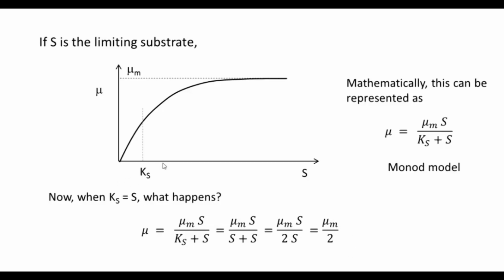Therefore, when S equals Ks, when the substrate concentration is equal to Ks, then your mu happens to be mu m by 2, or half the maximal specific growth rate. So, Ks is the substrate concentration at which you get half the maximal growth rate.